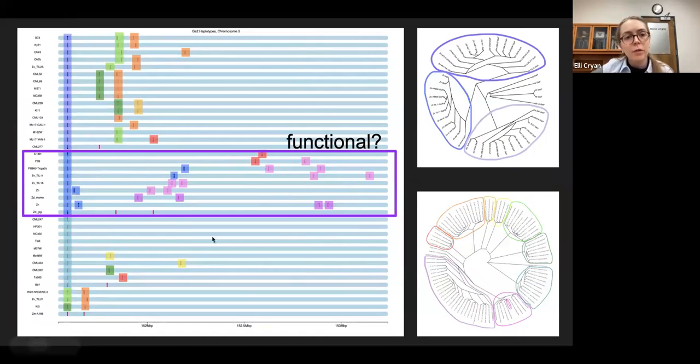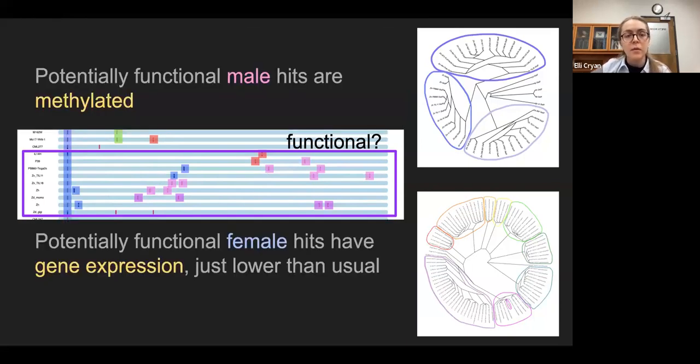This haplotype group with this blue female hit is the group that seems the most likely to be functional. It includes the genomes that we know have some potential functional GA2. And it seems like there are a few variations of what a functional haplotype could look like. So not just one conserved functional haplotype, but a few different options. We've also found that, looking in detail at these hits, the potentially functional male hits are methylated and the potentially functional female hits have gene expression just lower than usual.